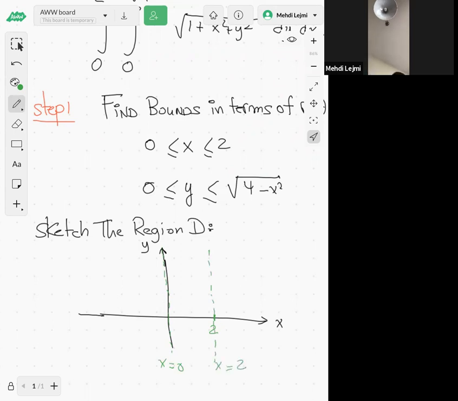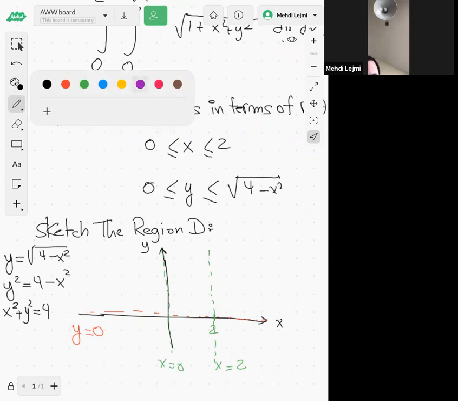And then y is between 0, this is y equal to 0, and y equals the square root of 4 minus x squared. That means y squared is 4 minus x squared, in other words x squared plus y squared is equal to 4. So this is just a circle of radius 2. We have this circle here of radius 2.